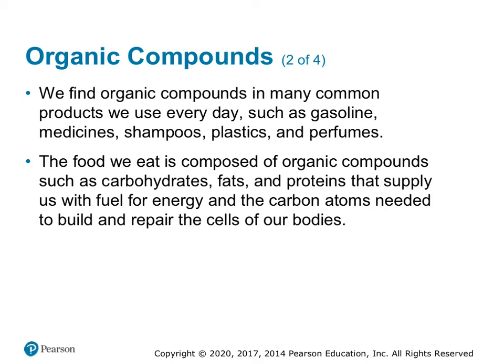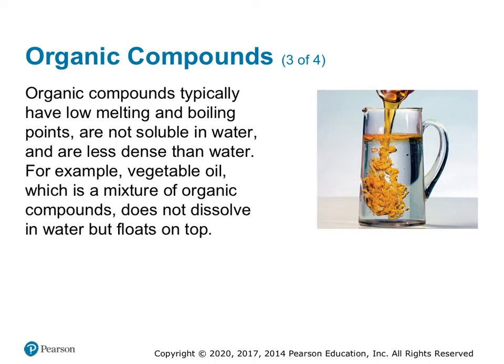The food we eat is composed of organic compounds, carbohydrates, fats, and proteins that supply our body with the energy and the atoms needed to repair our cells. Here we have some typical properties of organic compounds: low melting points, low boiling points. They are not soluble in water and typically are less dense than water. An example of an organic compound is vegetable oil, a mixture of organic compounds that doesn't dissolve in water.